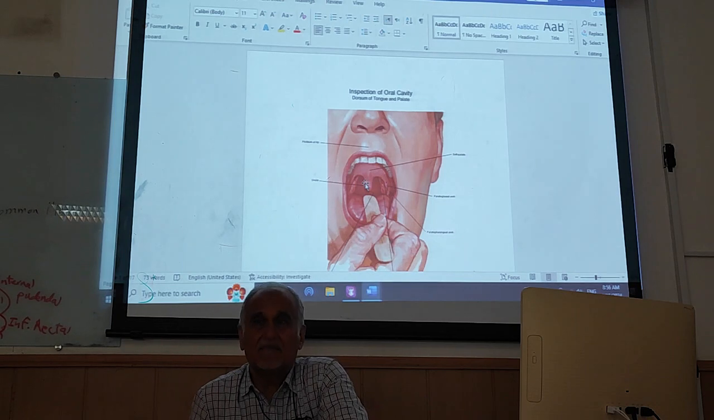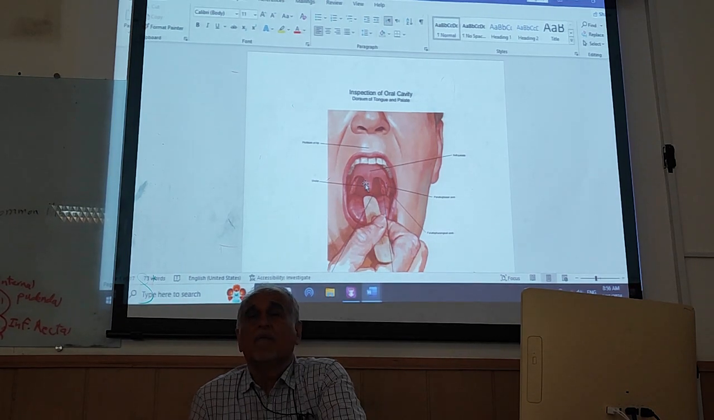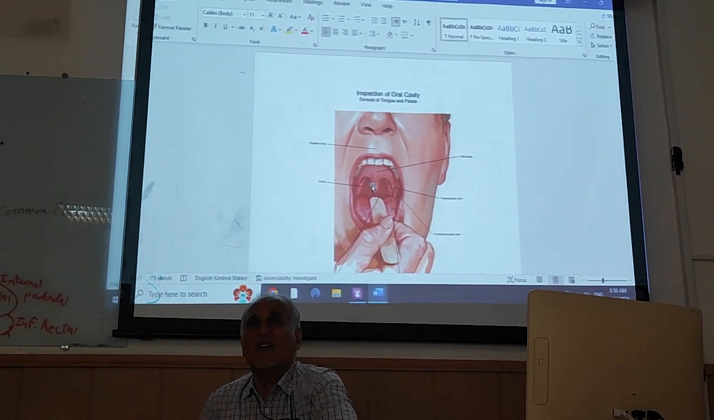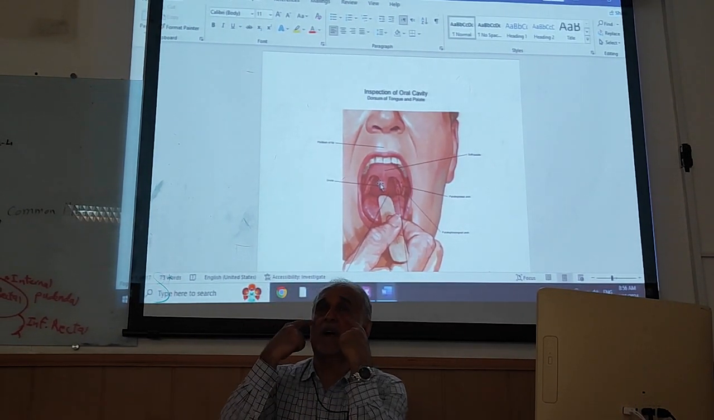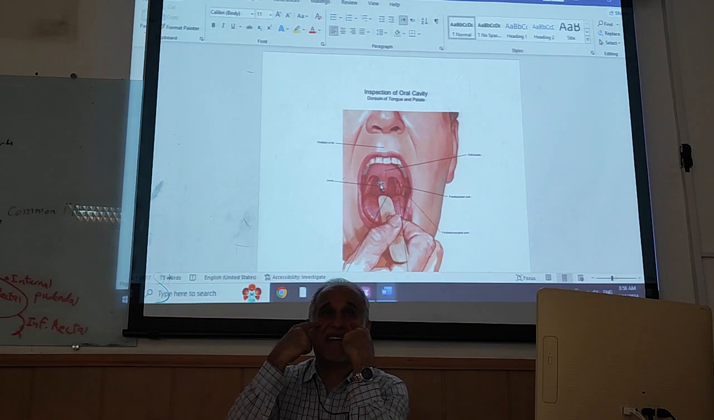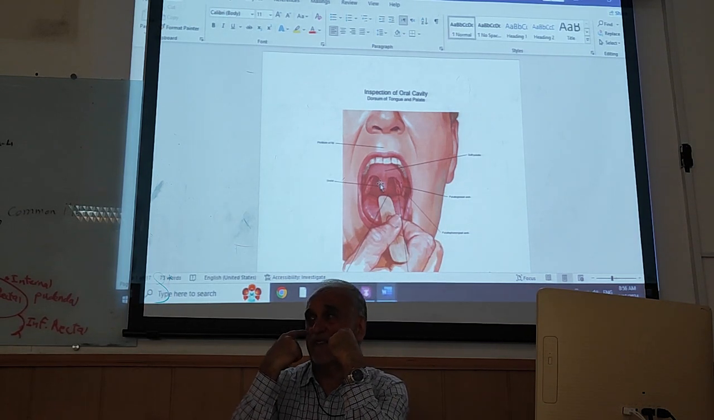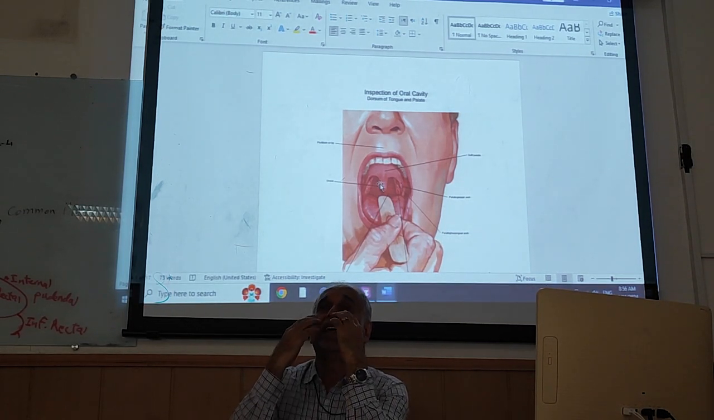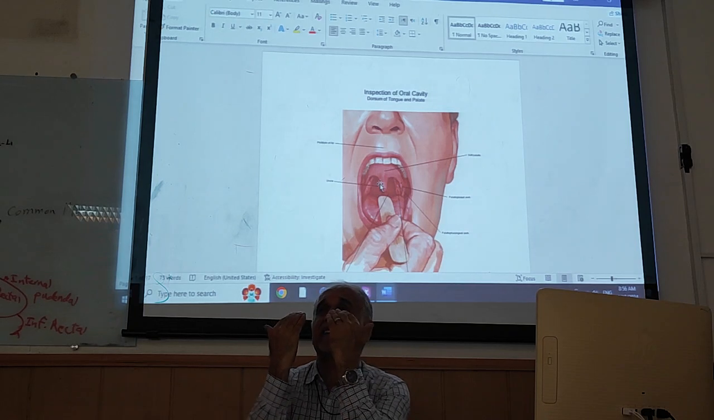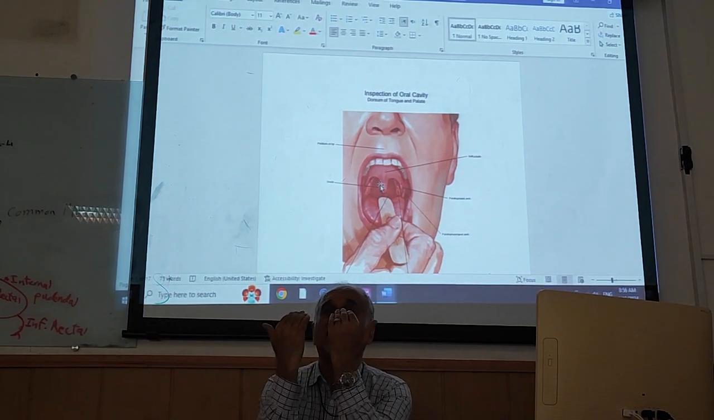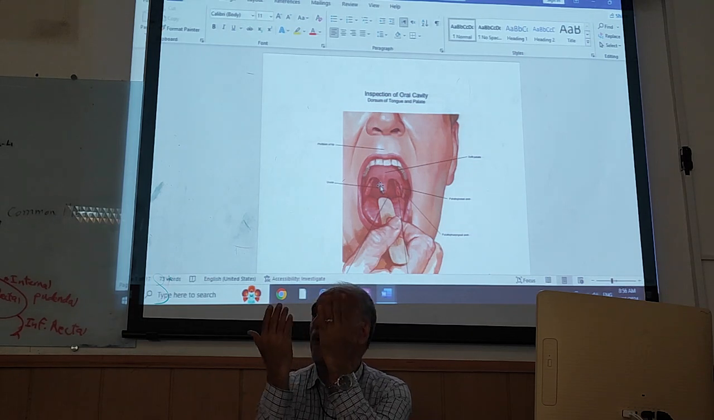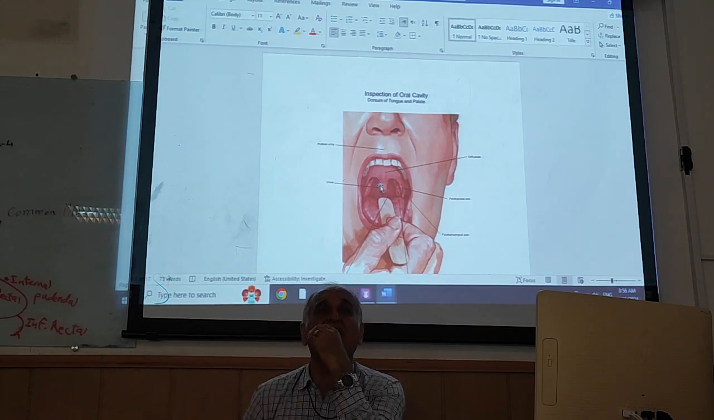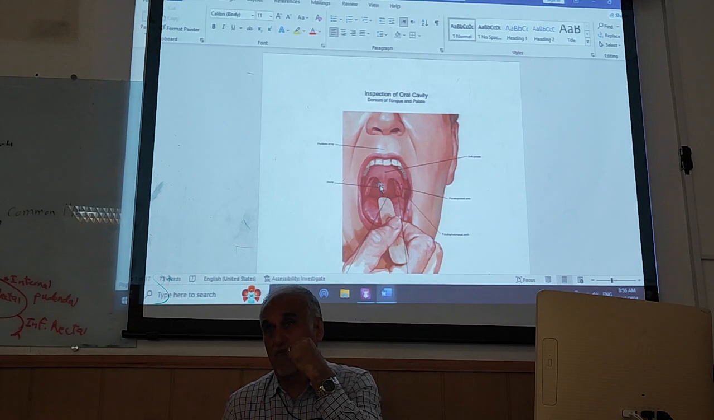Mandible, maxilla. As I told you, there are some paired bones. When we say maxilla, it has a left and right side, and the maxilla has a bony part that is the vertical process, and the palatine process that completes the roof of our mouth.